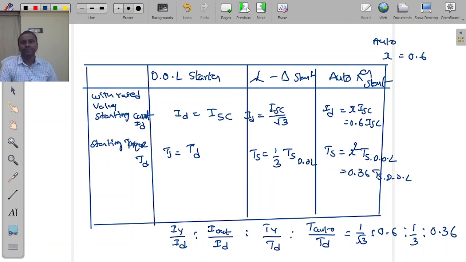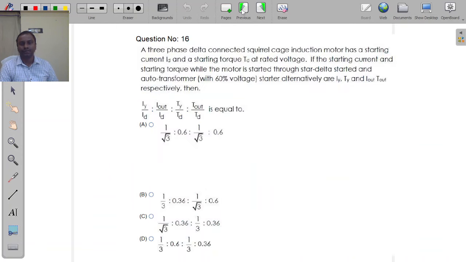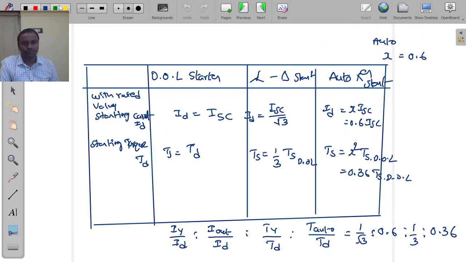But if you see the given options, there is no proper matching option. We required 1 by root 3 is to 0.6 is to 1 by 3 is to 0.36. But there is no such option available. So, no proper options given.